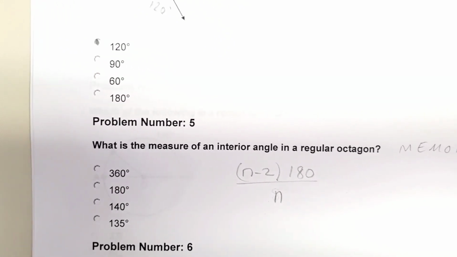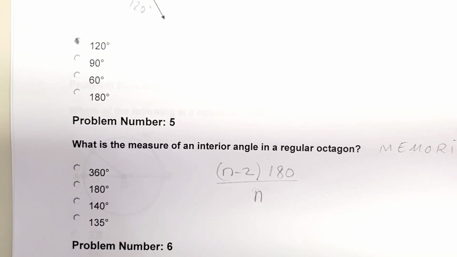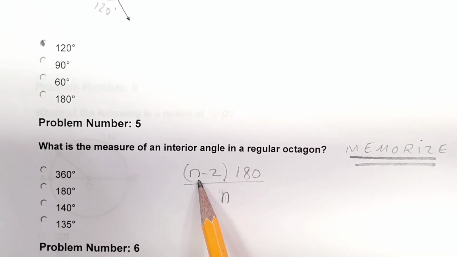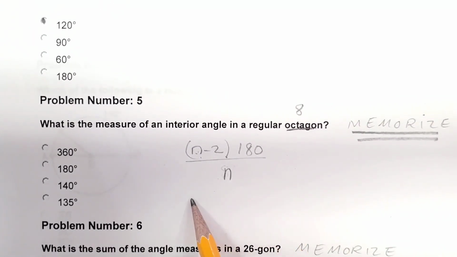Problem number 5. What is the measure of an interior angle in a regular octagon? This is a formula that you need to memorize. To find the sum of interior angles, this is the formula: n minus 2 times 180. N stands for number of sides. So this shape right here, how many sides does that octagon have? 8, right? Like an octopus has 8 legs.